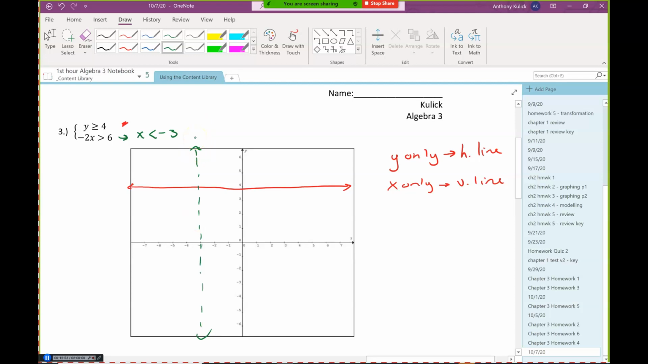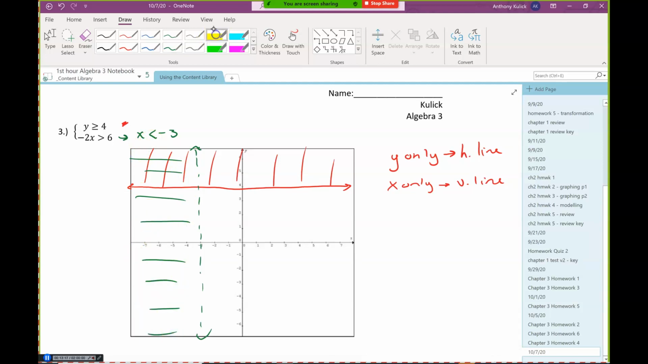So there's that. Okay with that? Okay. So y greater than 4, well, the y coordinates that are bigger than 4 are all up above the line. And x less than -3, all the x's that are less than -3 are on the left side of the line. So our solution here is that little square there in the corner.